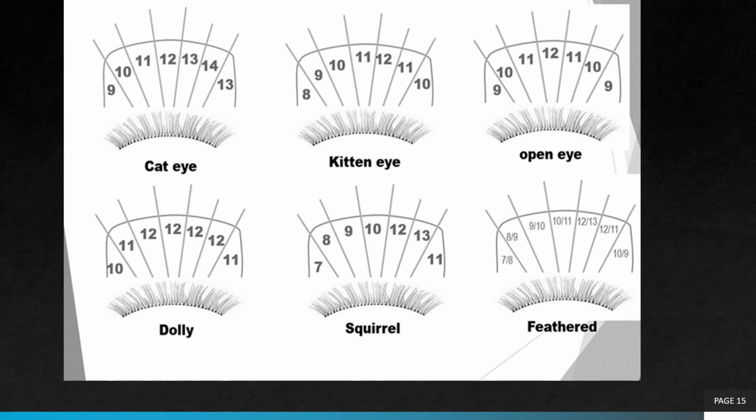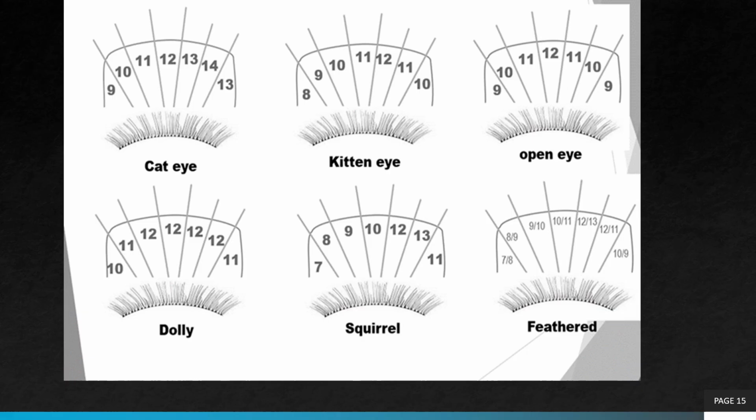For the open eye, in this pattern, the longest lashes are placed in the centre of the lash line, which helps to open up the eyes and create a wide, bright-eyed effect. It's ideal for clients looking to make their eyes appear larger and more awake. For the dolly, this style is focused on creating a rounder, more doll-like appearance. The longest lashes are placed towards the middle of the lash line, making the eyes appear more open and rounded. The squirrel style has a gradual increase in length that peaks slightly off centre, giving a natural yet lifted look. This is a versatile style that works well for many different eye shapes.